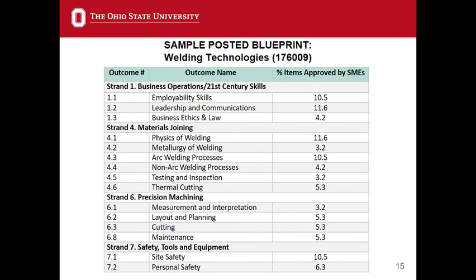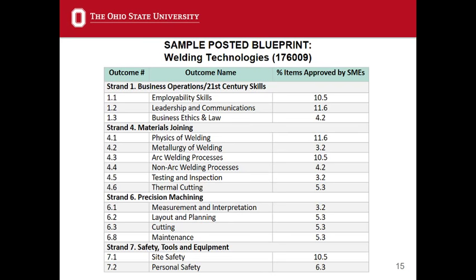Here is a sample posted blueprint. This is a course called Welding Technologies. You see an outcome name, and the percent of items in the bank that were approved by subject matter experts. That's the first thing we do in item writing. You see that strand 1 does cover about 25% of the test content. Materials joining, precision machining, and safety tools and equipment in strands 4, 6, and 7 cover the remaining 75%. So that is intended as a guide to instructors that were not at the table for item writing and for other stakeholders.